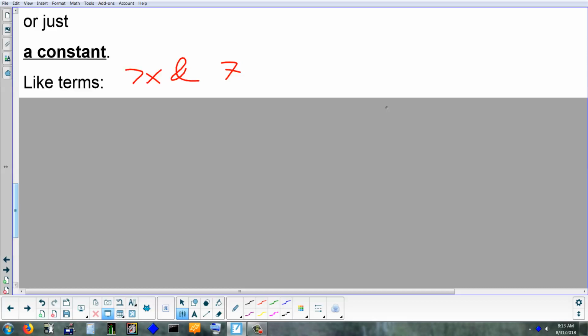Anybody give me some comments on that? Do you think those are like terms? Do you think they're not like terms? And then how come? Yeah? Those aren't like terms because one has a variable and one's a constant. Yeah, they have to look the same. They have to have the same letters. Okay, that's the key. So Mary said one has a variable and one doesn't.